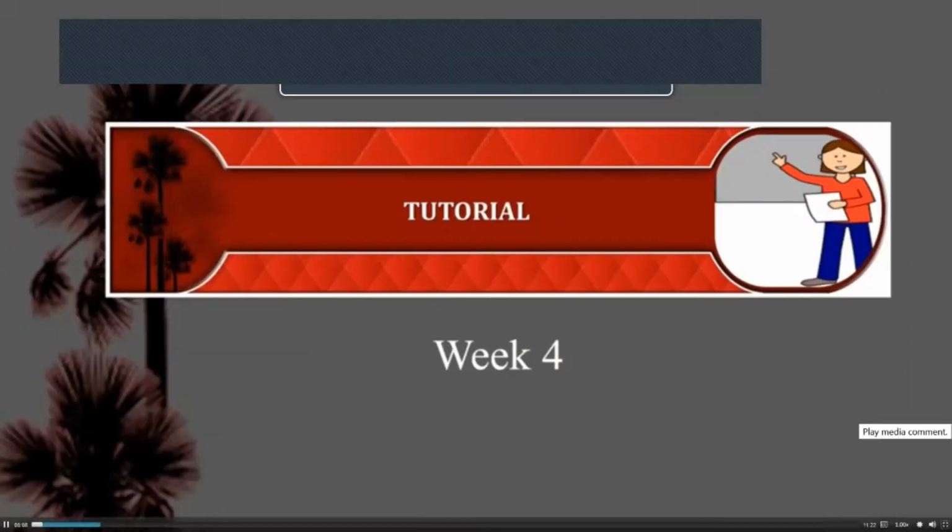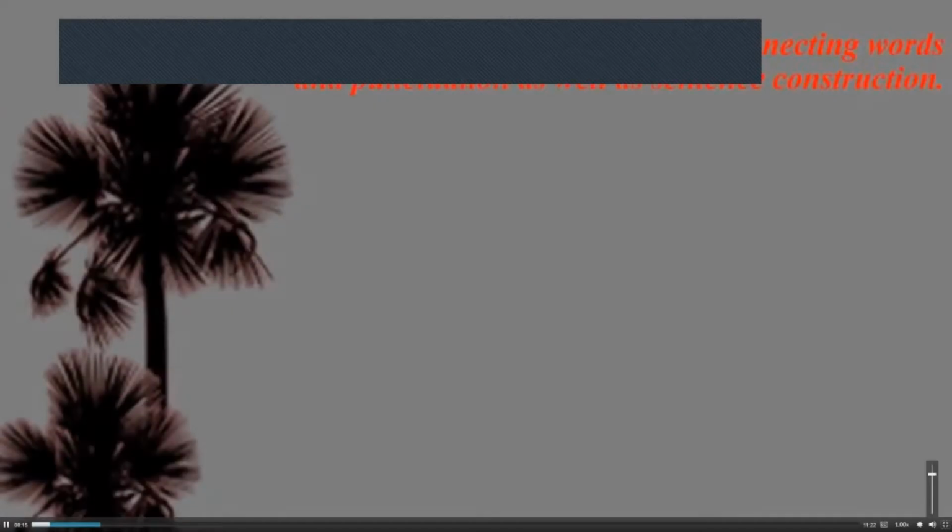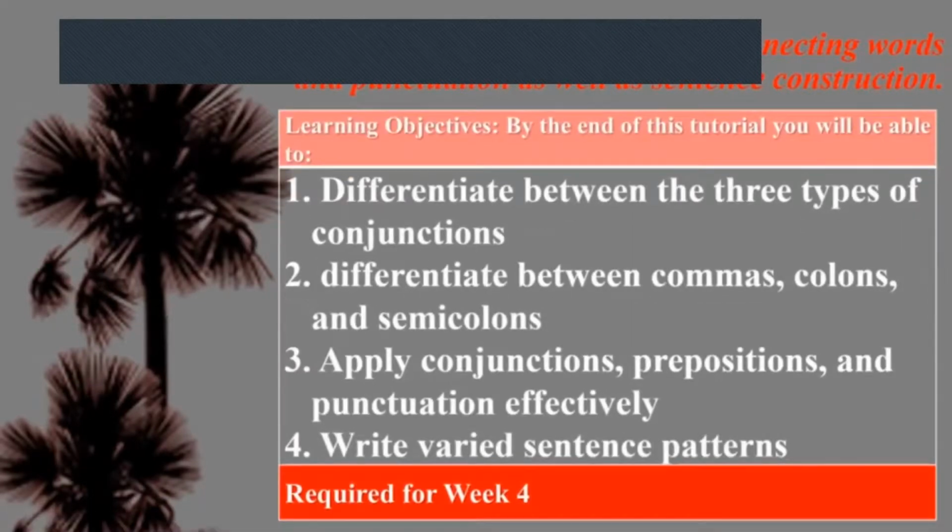Welcome to the week 4 tutorial, part 1. This week, we will discuss using connecting words and punctuation, as well as sentence construction. At the end of this week, you should be able to differentiate between the three types of conjunctions, differentiate between commas, colons, and semicolons, apply conjunctions, prepositions, and punctuation effectively, and write varied sentence patterns.